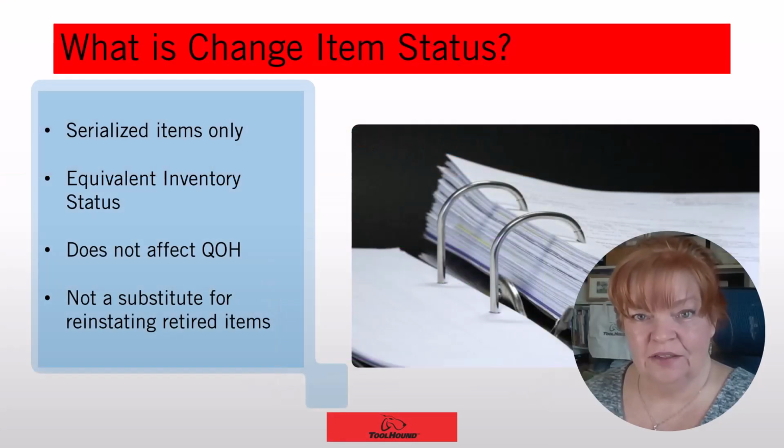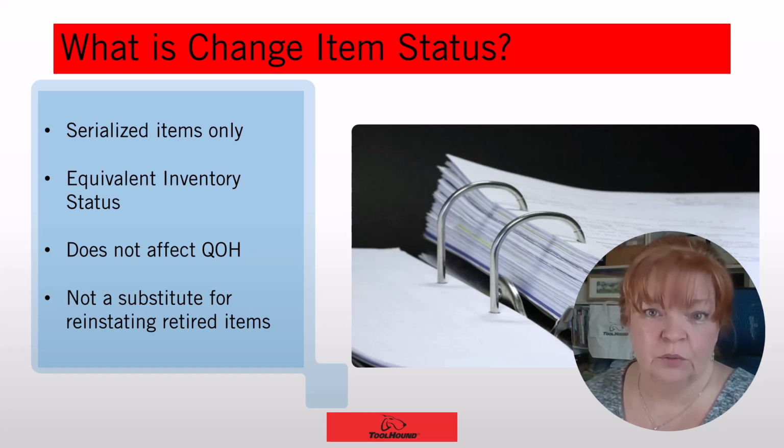Change item status is a feature that applies to serialized items only. It's most commonly used to set a tool or piece of equipment to an equivalent inventory status, and it doesn't affect the quantity on hand. It's not a substitute for reinstating items that were previously retired as lost, written off, or sold. Let's see how useful this feature can be.